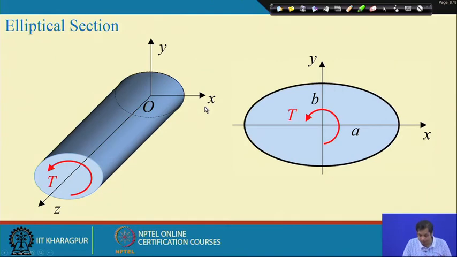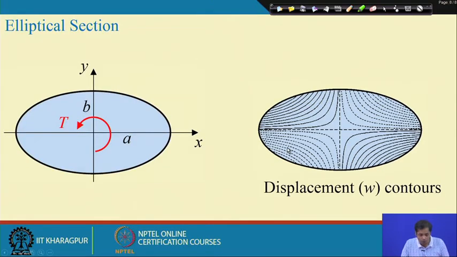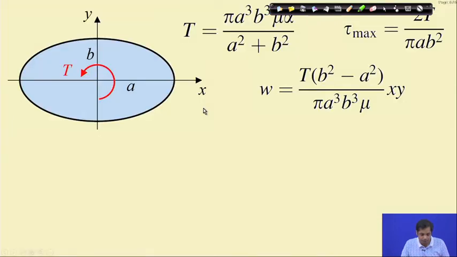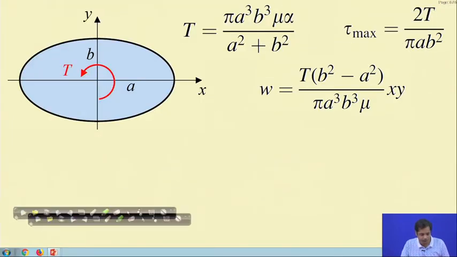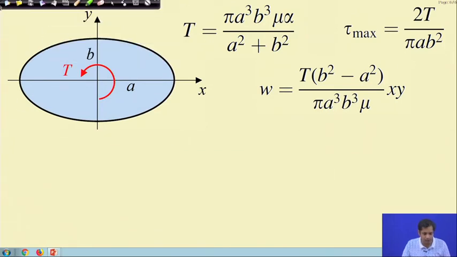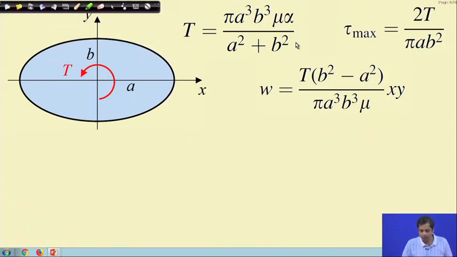This is the problem that we discussed. Now, if you plot the contour of the expression for w that we just had, it looks like this. Okay. So this is the summary of the solution that we have just now. This is the torque, this is tau max, and this is the w.